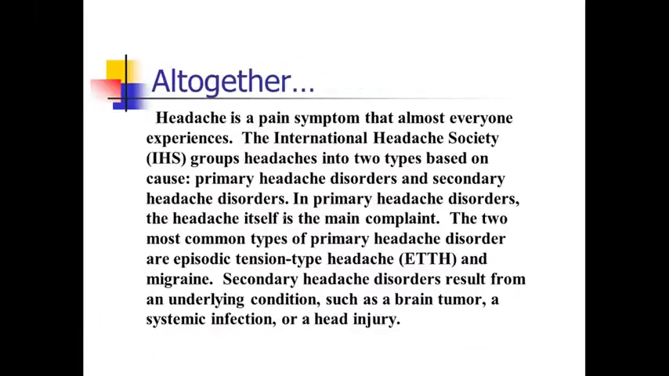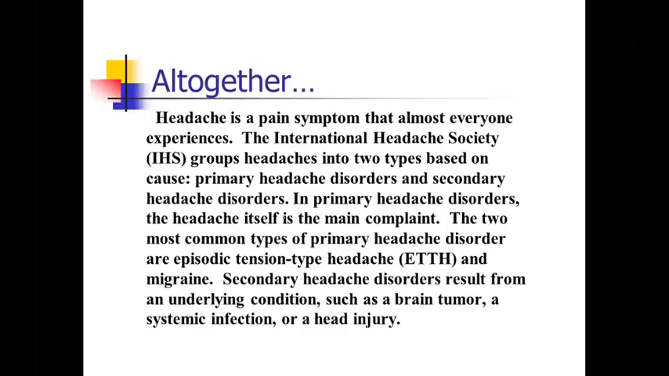So all together, here's the edit. And you can see it's much, much shorter than what we started with. Headache is a pain symptom that almost everyone experiences. The IHS groups headaches into two types based on cause: primary headache disorders and secondary headache disorders. In primary headache disorders, the headache itself is the main complaint.